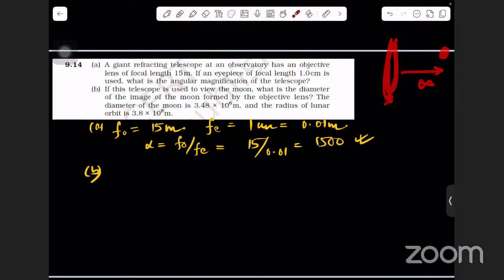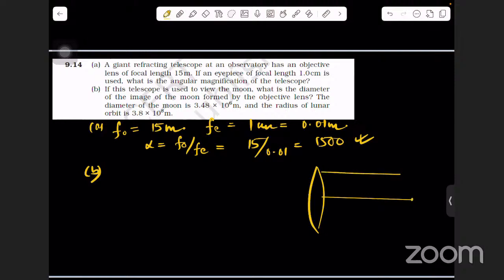If that's the case, I'll draw the diagram. This is the objective, and the moon is at infinity. This ray is coming, and it will focus at the focus point.